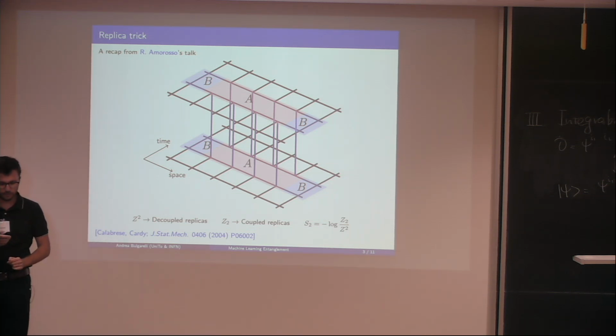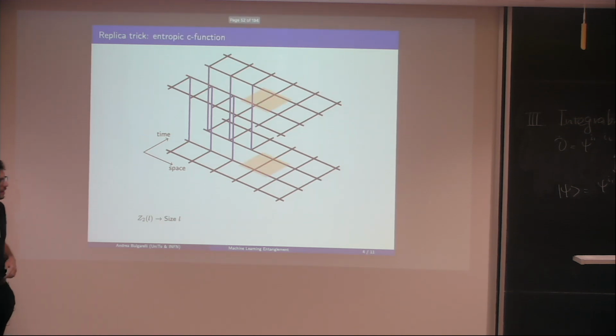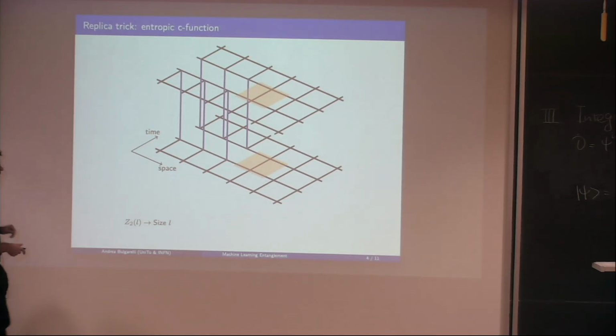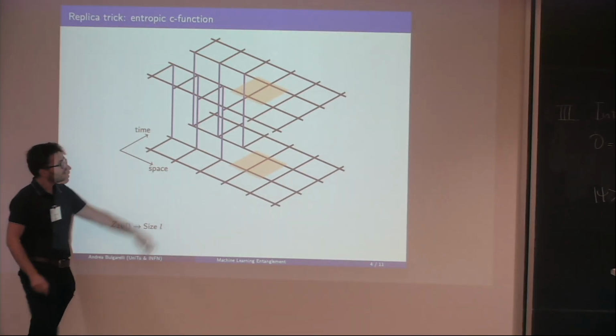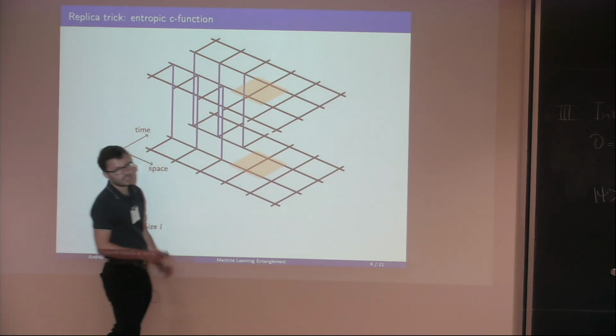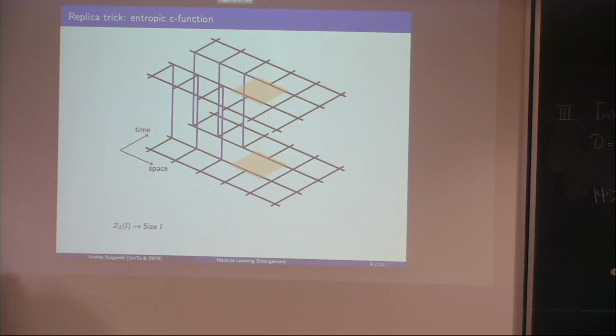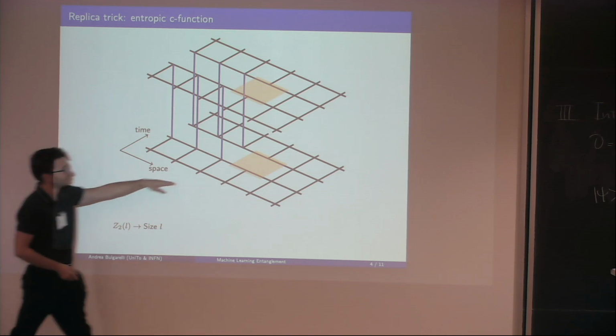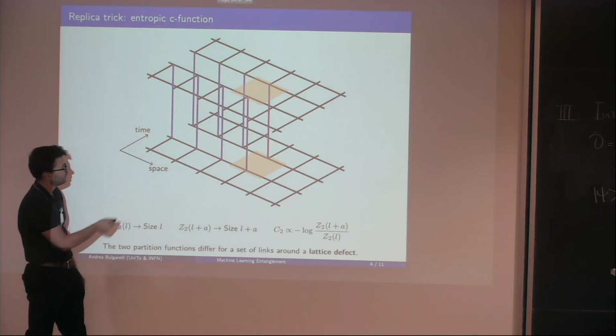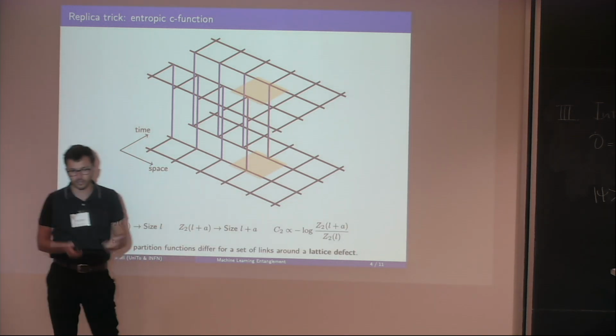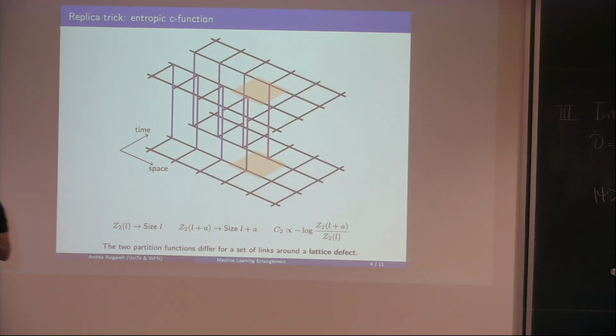That's for the Rényi entropy, but as I said, I'm interested in the entropic C function, that is the derivative. Here the discussion is very similar. I start from a system of already coupled replicas through a cut of a size L, focus on the edge of this cut, and I simply open another set. I eliminate this set of links at the edge and join the replicas together through this additional set of points to increase the length of the cut by 1 lattice spacing. And again, the ratio of partition functions encodes the information on the entropic C function. That's what I need to compute.